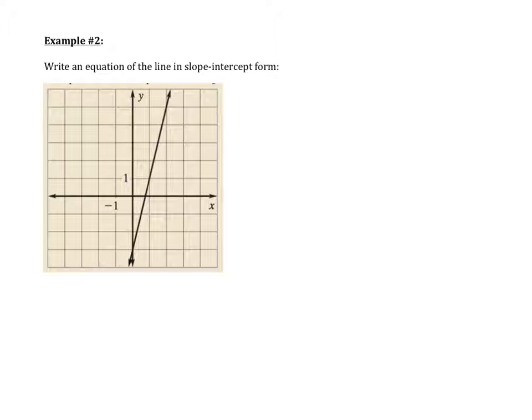Example number 2 is the opposite of example number 1. It says write an equation of the line in slope-intercept form. In example 1, we were given the equation and asked to graph it. Now here in example number 2, we're given the graph and asked to find the equation. If it says to write the equation in slope-intercept form, that means I need to find the m and the b, since slope-intercept form is y equals mx plus b. I need to find a number for m and a number for b, and then the x and y are always just in the equation.